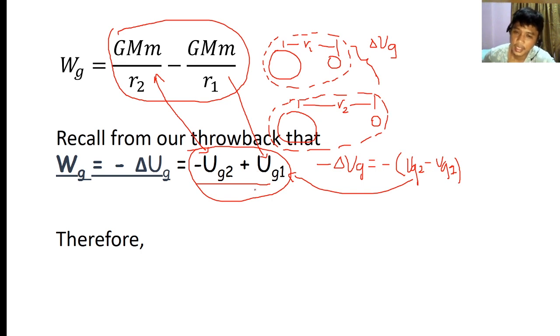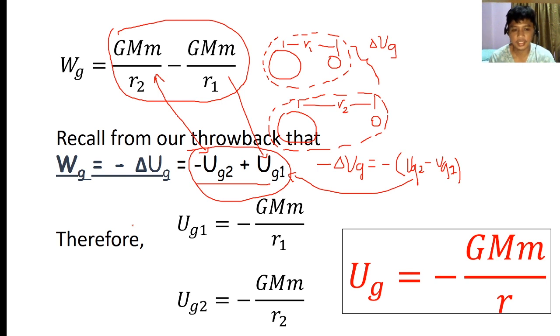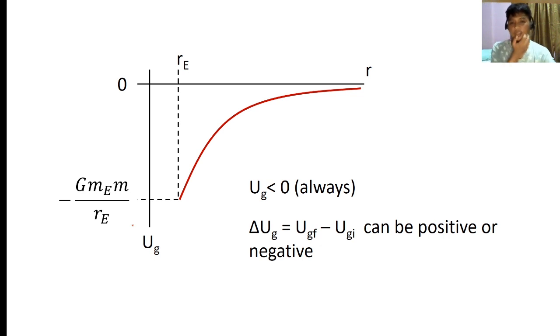Therefore, since they are equal, they're both equal to WG. Therefore, UG1 is equal to negative GMm over R1, and UG2 is equal to negative GMm over R2. And in general, UG is equal to negative GMm over R. After such a long process, we finally derived the formula for UG. So there's another proof as to why UG is always negative.